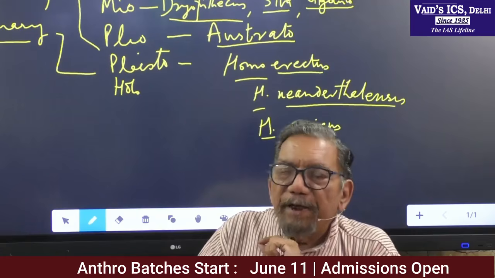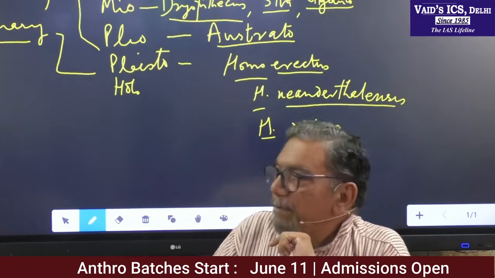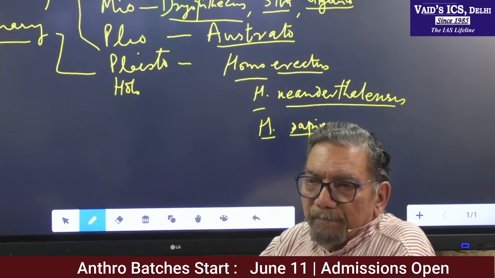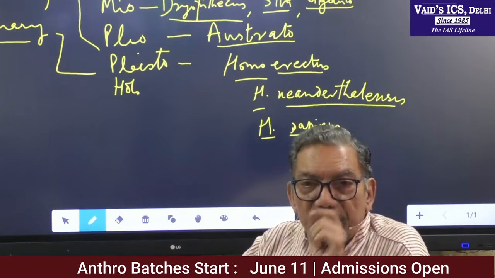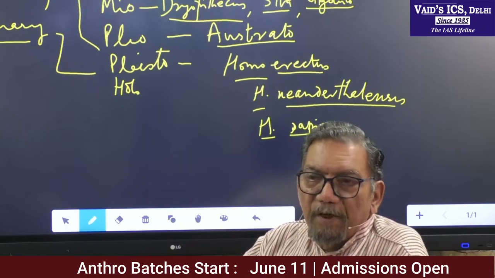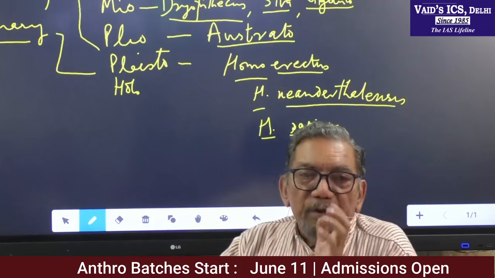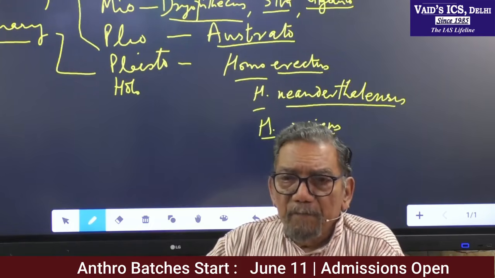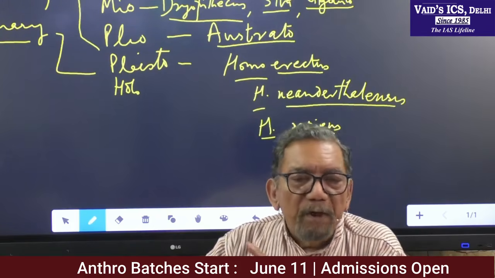Species you have to write in full, the way I abbreviated here. Then the first letter of genus is always capital, whether you abbreviate or not. First letter of genus is always capital and first letter of species is always small. And lastly, all the words which are not of English origin have to be underlined.